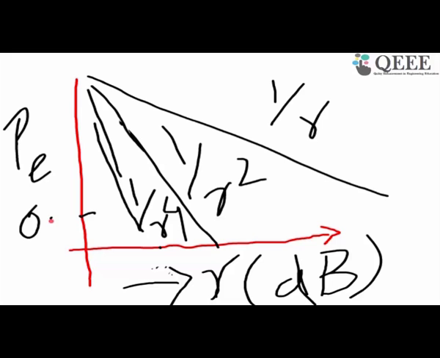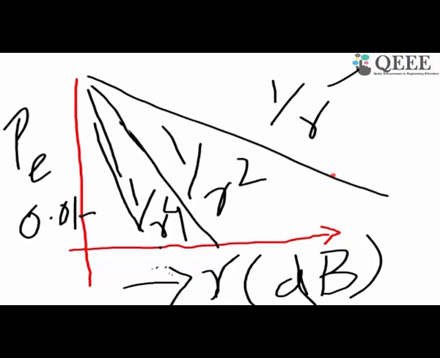Let this be 0.01. Okay, so to get the same probability of error, if you have a diversity of 4, you need a much smaller signal to noise ratio as compared to gamma square, and that compared to 1 by gamma. So the diversity order is very important in fading channels. The larger the diversity order, the better your curve is.